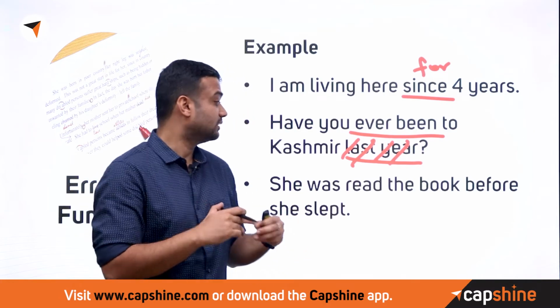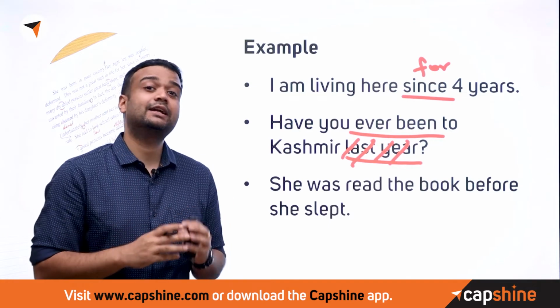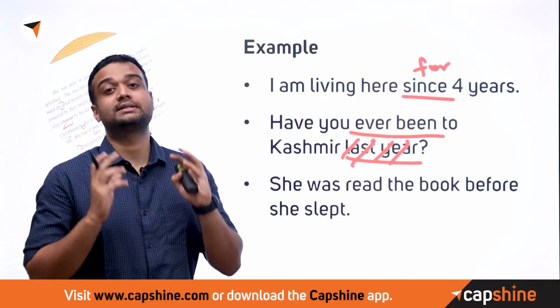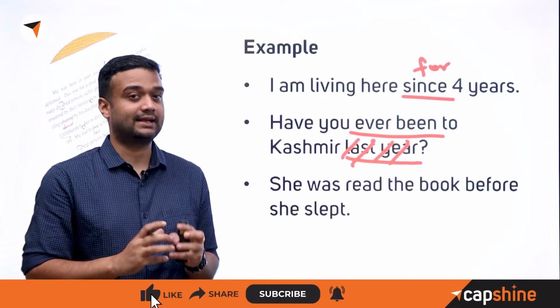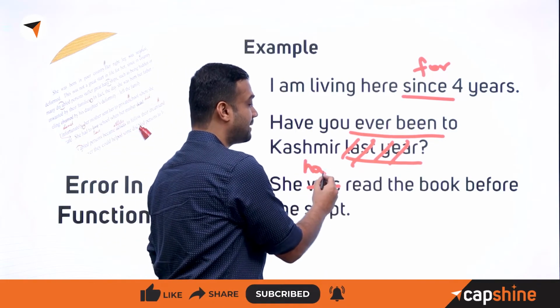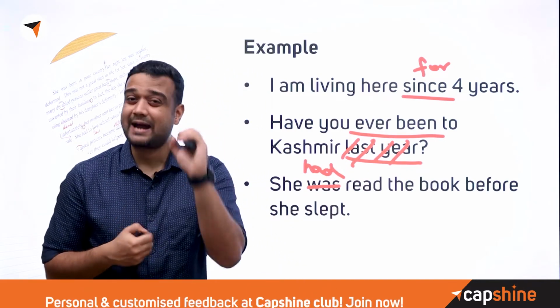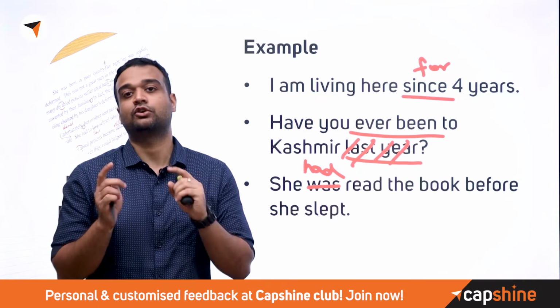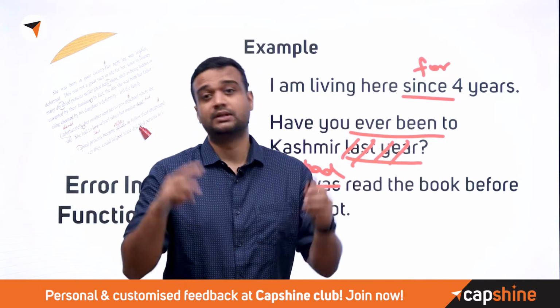"She read the book before she slept." Again, this incorrectly uses the simple past because it can only be used for a specific time or specific thing that happens in the past. What you should be doing here is use the past perfect: "She had read the book before she slept," because the grammatical concept of past perfect is that you use it when one action happened before the other.